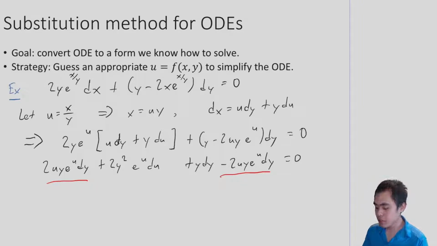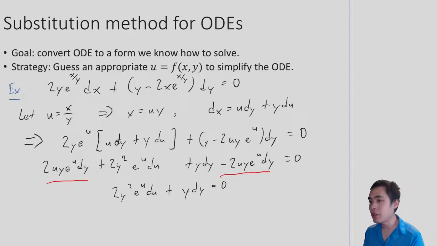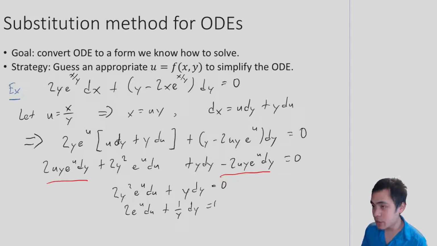Those terms cancel out, and therefore we're left with 2y squared e to the u du plus y dy is equal to 0. I'm going to divide everything by y squared to separate it. So 2 e to the u du plus 1 over y dy is equal to 0, and I'm going to integrate everything. You could move the 1 over y dy to the other side, but you're able to do it without moving it and just integrating the two different pieces.